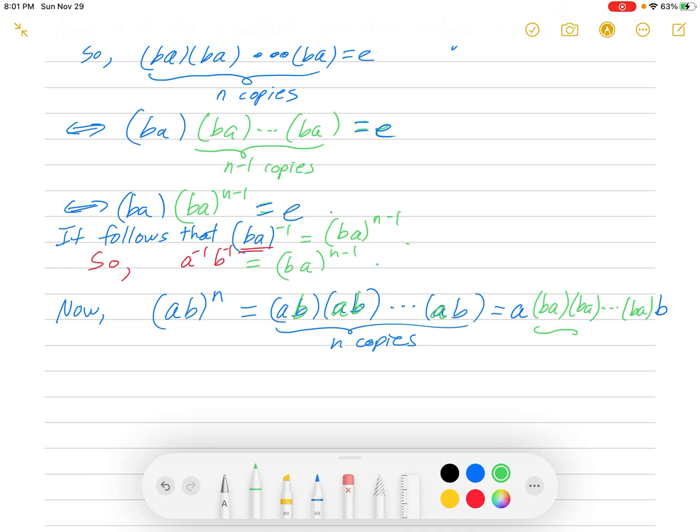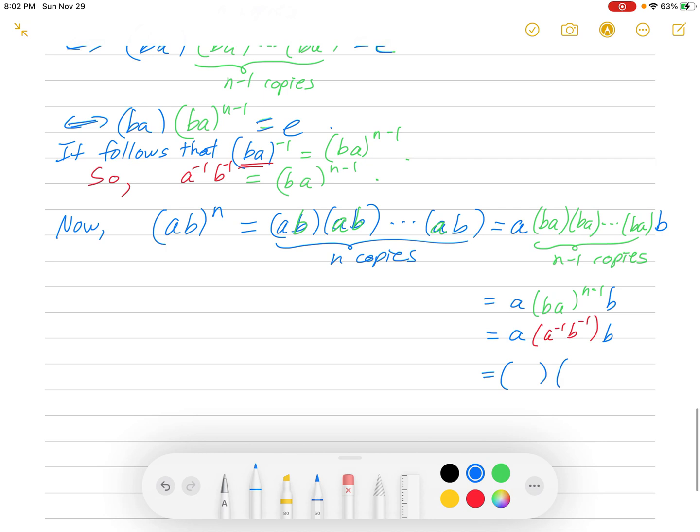BA, BA, BA. How many of those? Well, we're going to have n minus 1 copies, right? Because we isolated an A and a B on the front and the back. So we're going to actually have A times BA to the n minus 1 times B. But what's that green BA to the n minus 1? Well, we saw earlier that's that red A inverse B inverse. So we're going to have A inverse, B inverse, B.